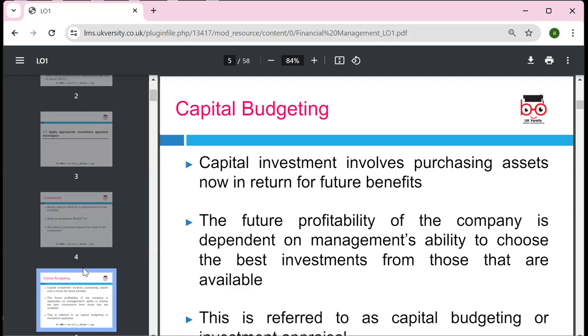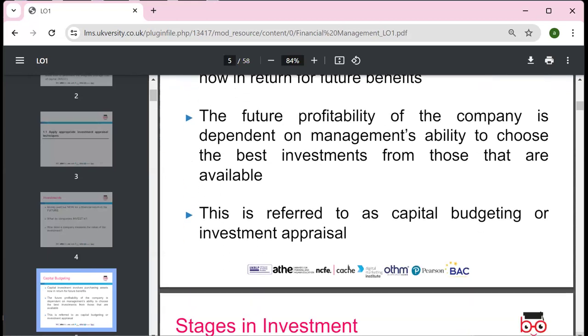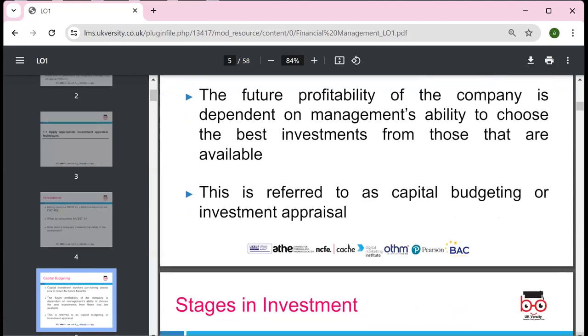It depends upon the management's ability to choose the best investment option from those available. That's because we have limited resources, not unlimited, so we need to make sure that when we invest the money, we get more output, more return. This is referred to as capital budgeting and investment appraisal.